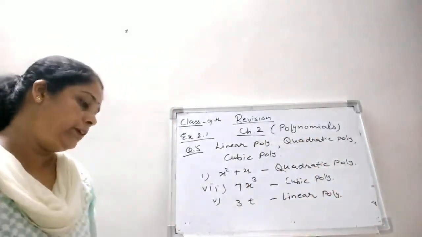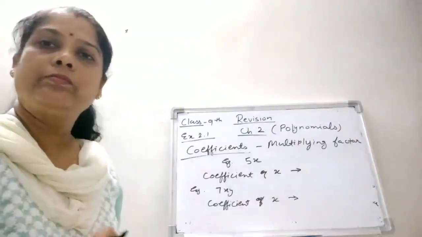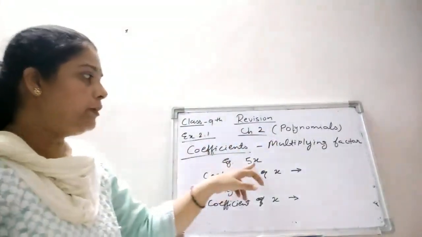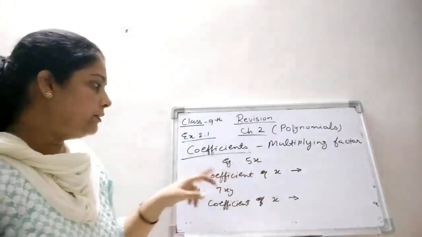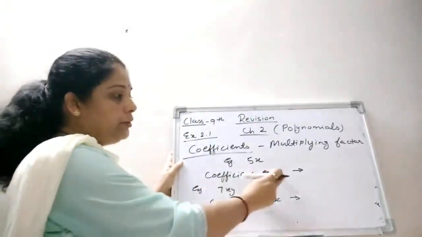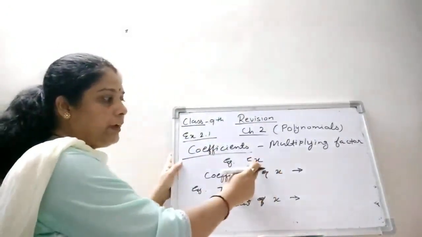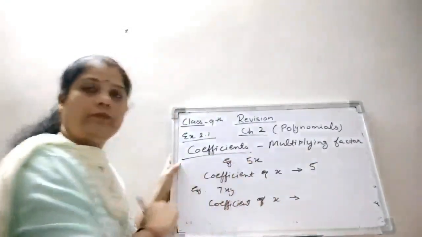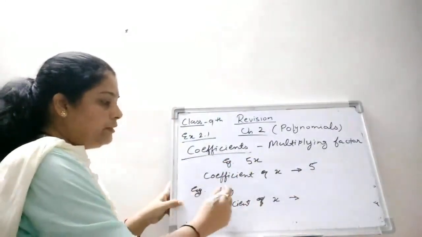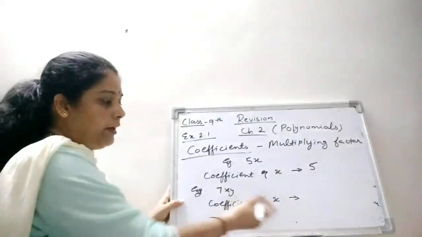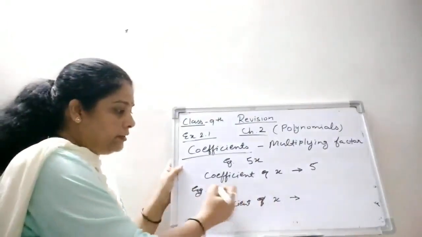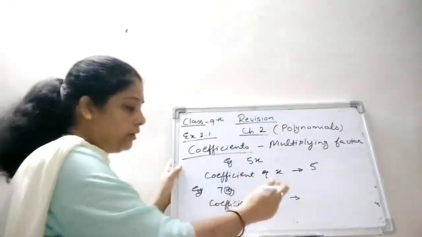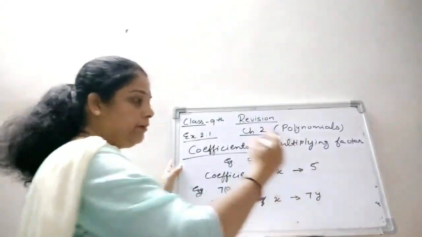Okay, the next point is coefficient. Coefficient is the multiplying factor. For example, 5x. If we have to find the coefficient of x here, what is the coefficient of x here? X is multiplied with this 5. So coefficient of x is 5. And one more example is 7xy. What is the coefficient of x? Means x is multiplied with what here? It is multiplied with 7 and also with y. So coefficient of x is 7y.